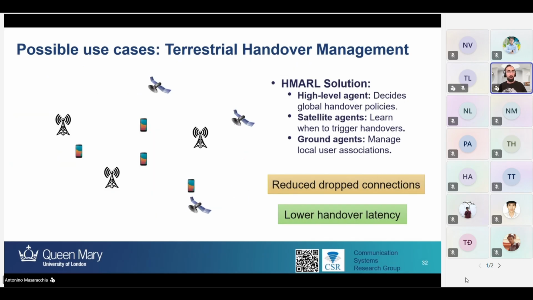Another use case is going to be the possible handover management of the service on the network. In this case, the approach is going to reduce dropped connections, meaning a high level of quality of service, and lower handover latencies that can compromise as well the ultra-reliable and low latency communication.